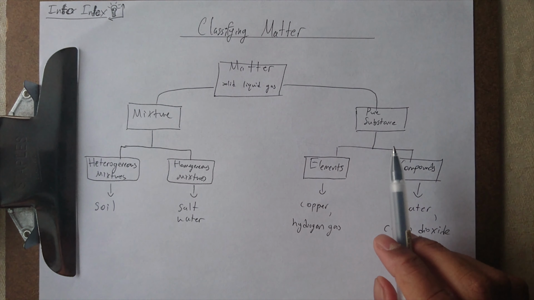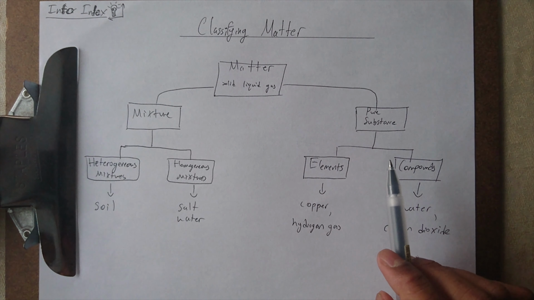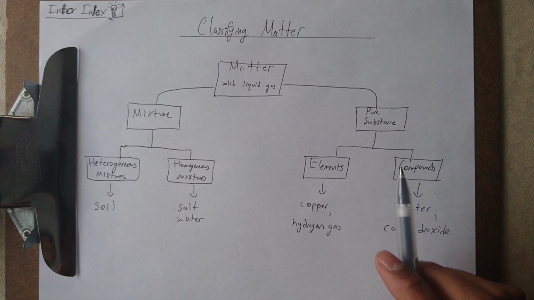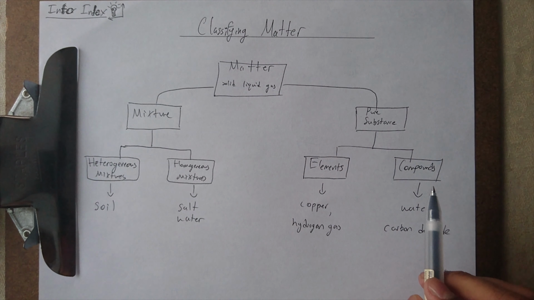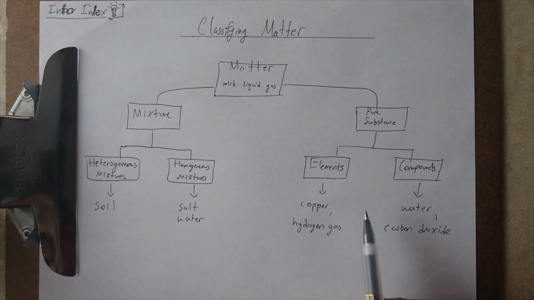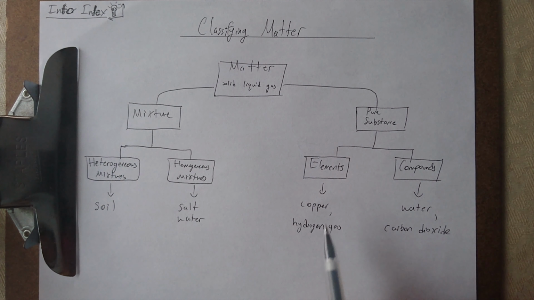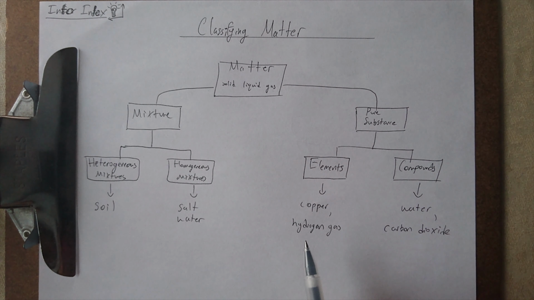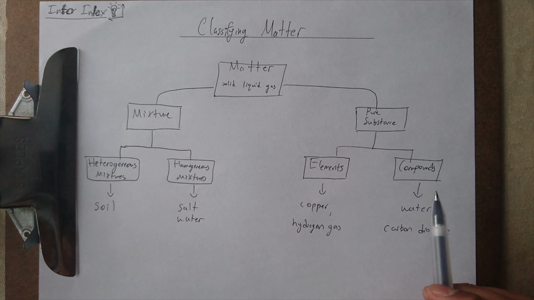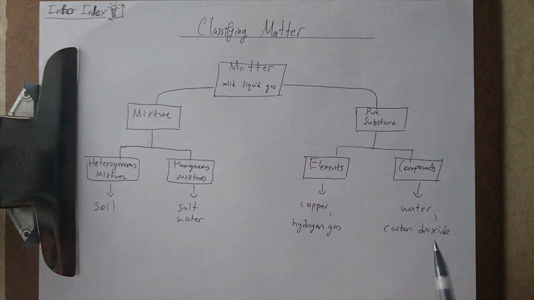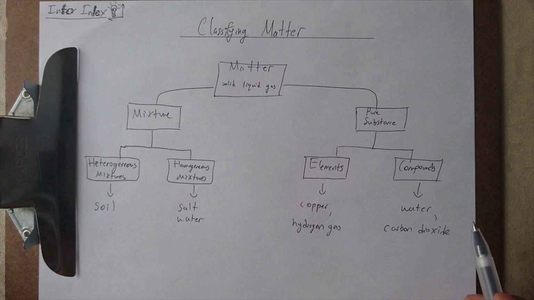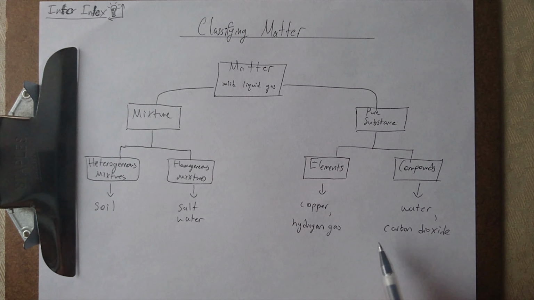Moving on to pure substances, a pure substance can be broken down into two different subcategories: elements and compounds. An element is something that cannot be separated chemically into simpler substances. For example, copper and hydrogen gas. These exist as elements and cannot be broken down into smaller particles. A compound is something that results when two or more elements combine. For example, water and carbon dioxide. Water contains hydrogen and oxygen, and carbon dioxide contains carbon and oxygen.